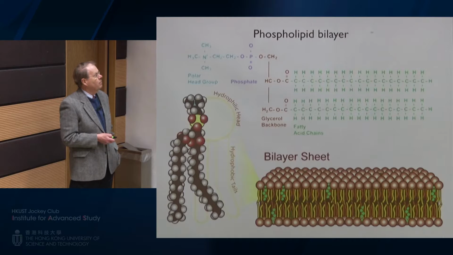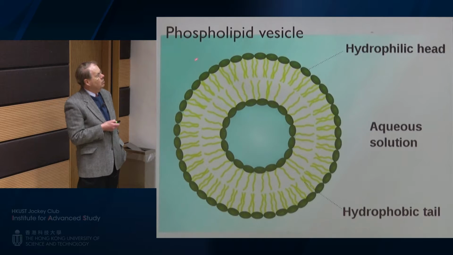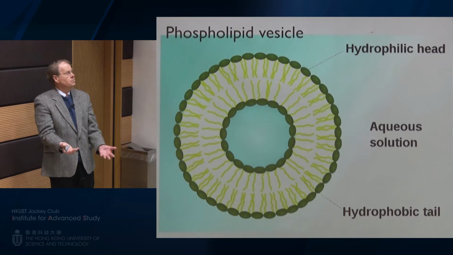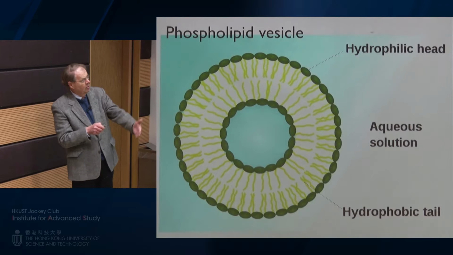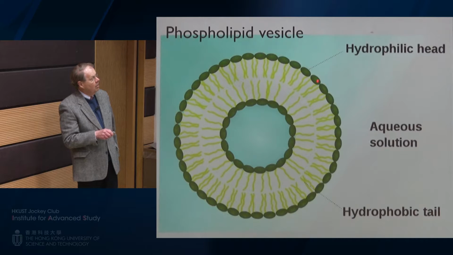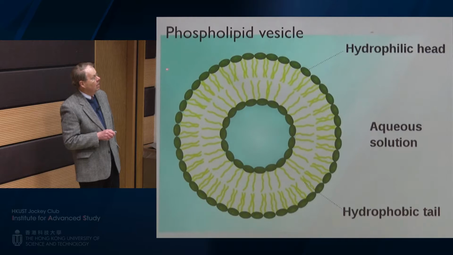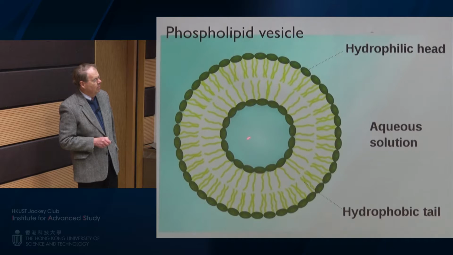There's another structure you can get when you mix phospholipids with water, and that's what's called a vesicle. It looks like a balloon, and in fact, imagine you've got a spherical, this is a cross-sectional cut. Imagine you have a spherical shell, and you have all these hydrophilic heads out here in contact with water. So you have water out here. You also have water in here. It's like a peach with a pit, except instead of a pit, it's just a cavity filled with water.